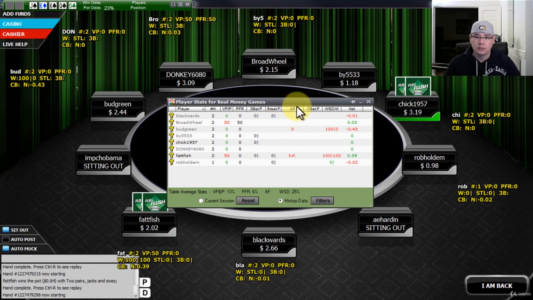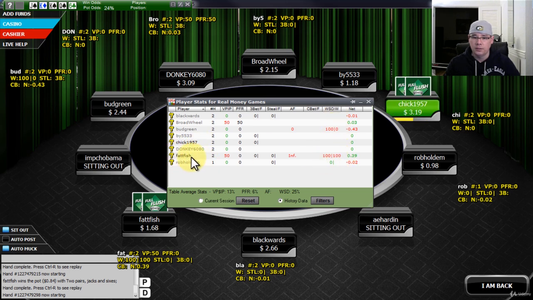We didn't talk about aggression factor, and this is a bit of an antiquated HUD stat that not that many people look at anymore, so we're not too worried about looking at that. This is the C-bet stats, and on the other side of the pipe there's going to be how often they fold to C-bet, and this is the went to showdown, and the other side of the pipe is how often they win when they go to showdown.